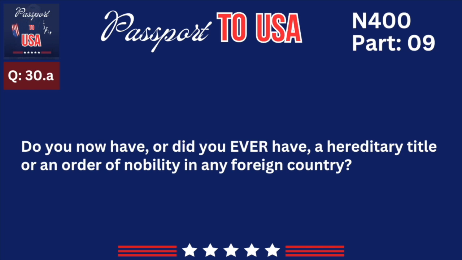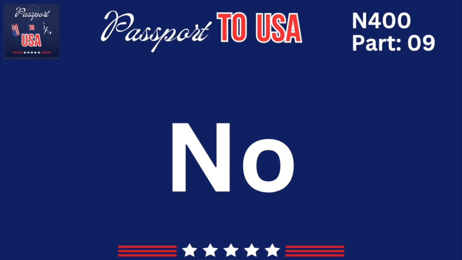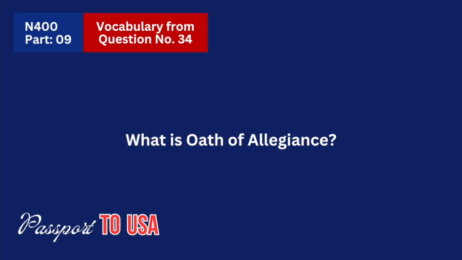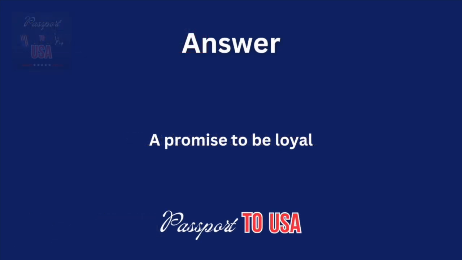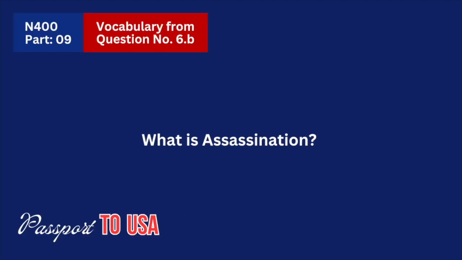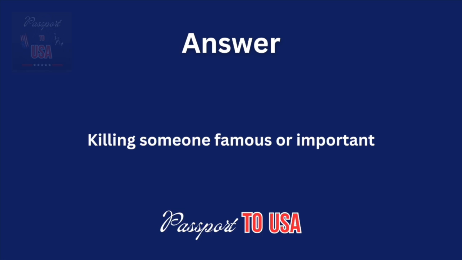Do you now have, or did you ever have a hereditary title or an order of nobility in any foreign country? No. What is oath of allegiance? A promise to be loyal. What is assassination? Killing someone famous or important.